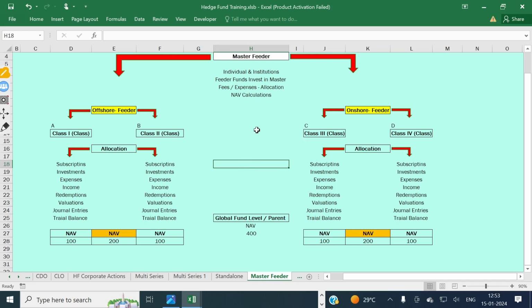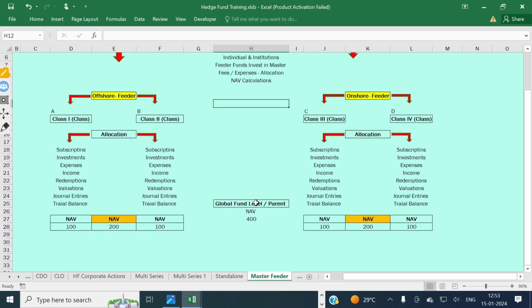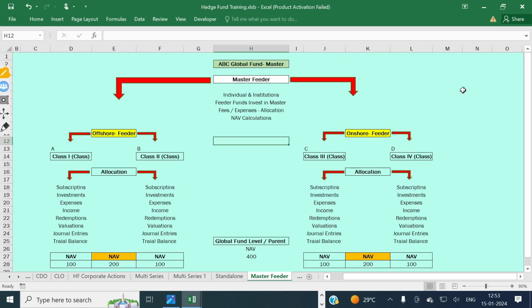So now we have master and feeder. This is something unique. Why does a fund create master and feeder? There are two reasons. Note this down, because in interview processes I have seen lots of argument around this. One is why fund managers create this structure. I'll tell you two reasons.